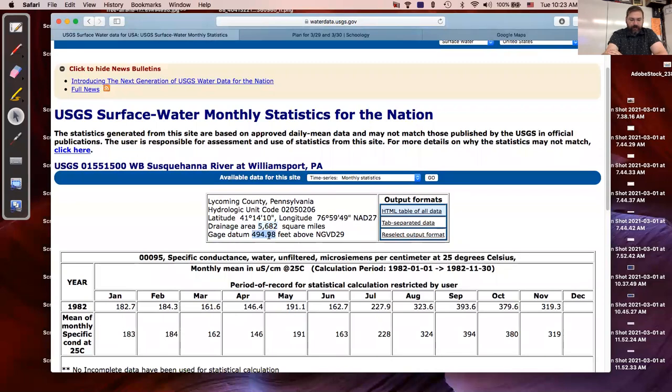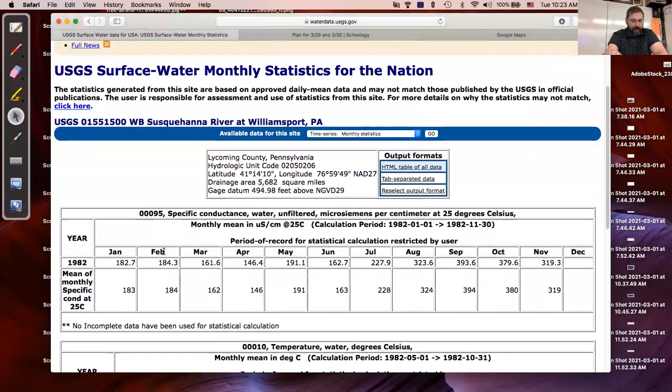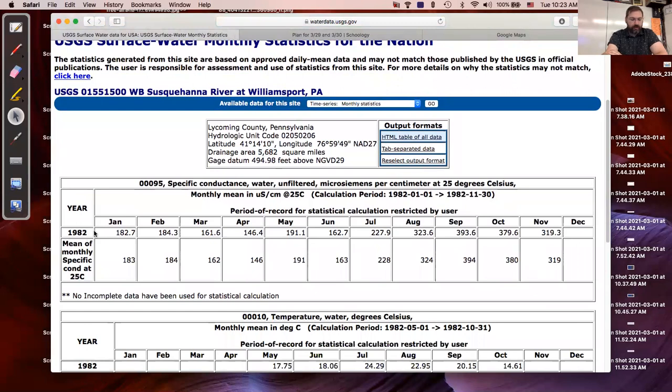This is our altitude above sea level, which doesn't really make a whole lot of difference. But this is for the year 1982. You could do it for pretty much any year, and it's going to be very similar. And this has specific conductance. So this is how much the water conducts electricity. And in order for water to conduct electricity, you have to have an electrolyte in it or a salt in the water.